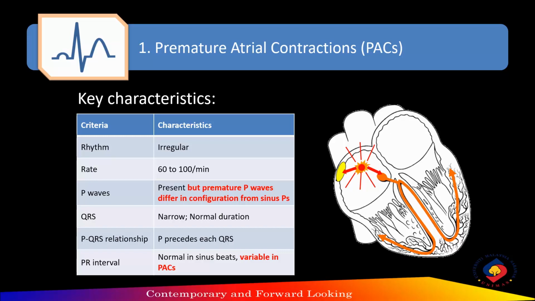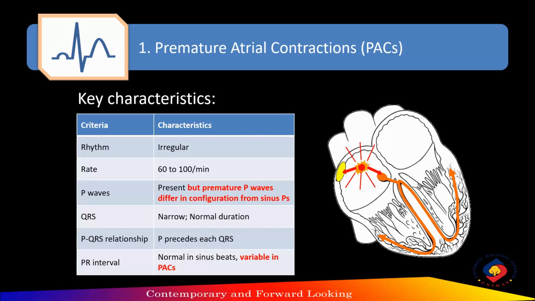It is worthwhile to note that PACs occur only occasionally within a normal underlying rhythm and may not follow a regular pattern of occurrence. This causes an irregularity within the rhythm strip. The rate would then be highly dependent on the underlying rhythm and may be within a 60 to 100 beats per minute range for a normal sinus rhythm.